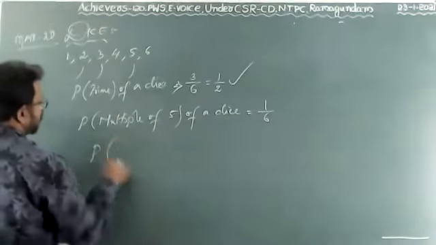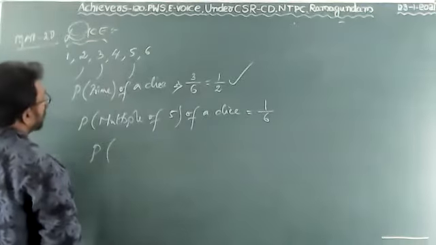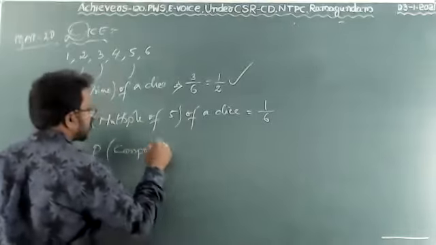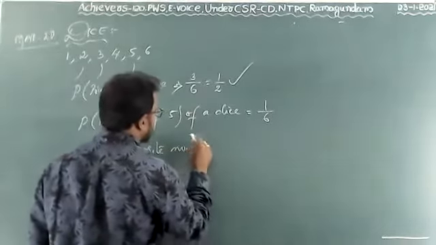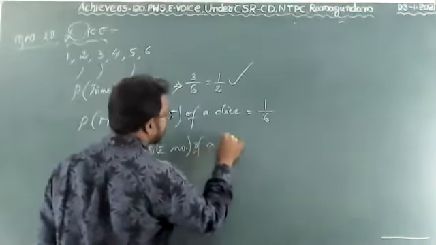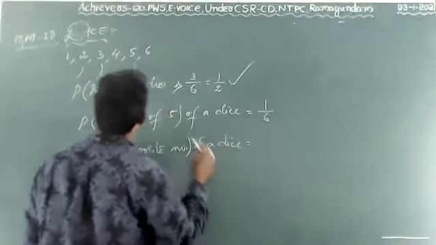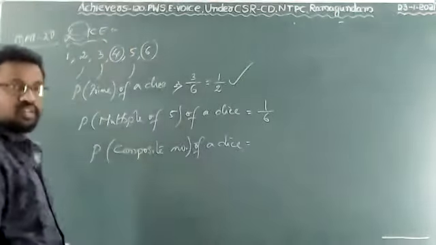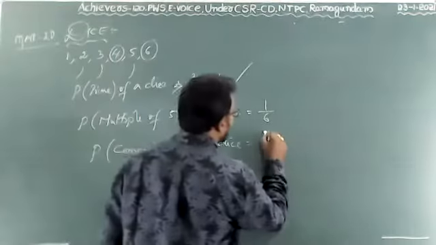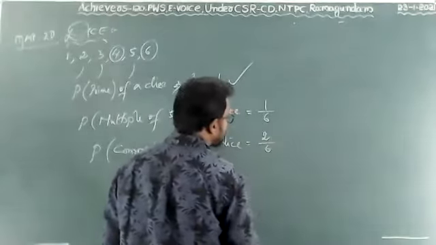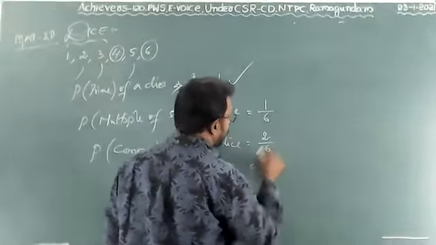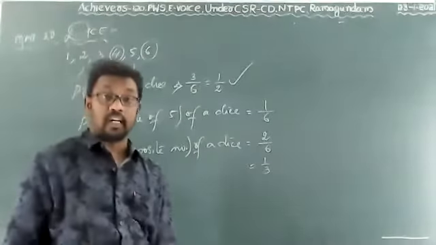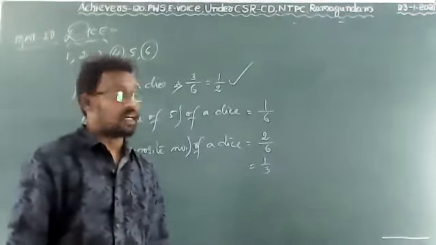What is the probability of getting a composite number on a die? How many composite numbers are there? 6 and 4, 4 and 6. How many are there totally? 2, out of 6. 2 ones are 2, 2 threes are 6, but don't cancel it, try to write like this: 2 by 6 means 1 third. 1 by 3, 1 third only.